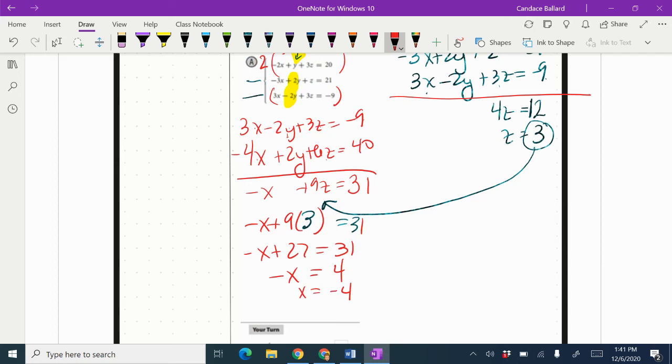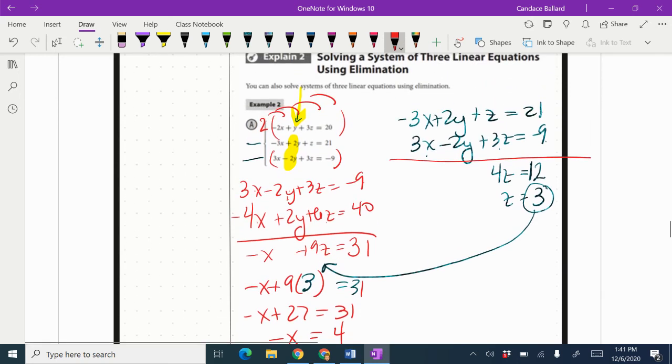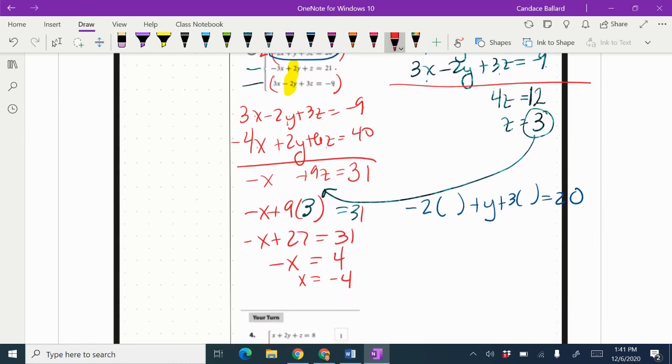I have x, I've got z, I got to get y. I get to pick which one of these 3 equations that I'm going to substitute it into. I'm going to choose this one because my coefficient on the y is 1. So I've got negative 2 times the x plus y plus 3 times the z equals 20. So for the x, I am plugging in a negative 4. For the z, I am plugging in a 3. And then I'm going to go ahead and solve this.